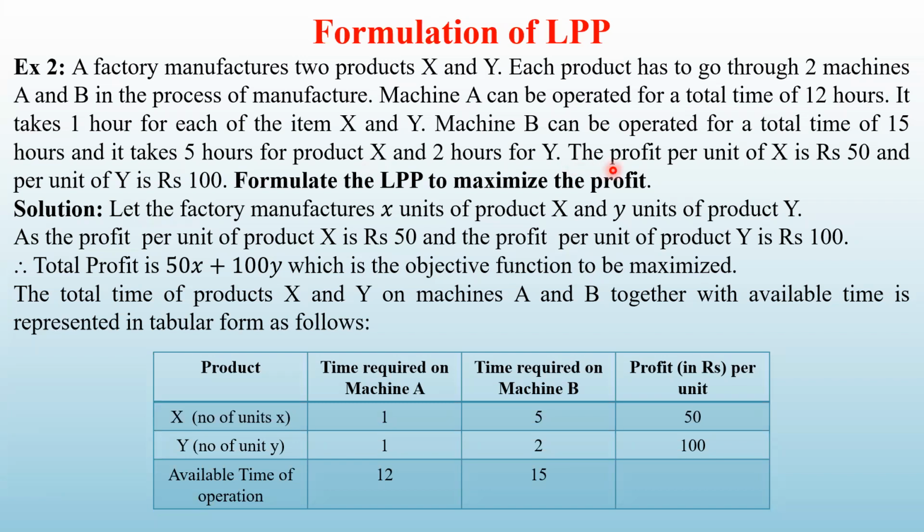Okay. Now look at the profit. ये कंपनी जो है वो मैन्युफैक्चर करती है तो डेफिनेटली कंपनी विल लाइक टू गेट मोर प्रॉफिट, राइट? सो द प्रॉफिट पर यूनिट ऑफ एक्स इज ₹50. यानी एक यूनिट ऑफ एक्स के ऊपर कंपनी को कितना प्रॉफिट होता है? ₹50 का. एंड फॉर 1 यूनिट ऑफ प्रोडक्ट वाई उसके ऊपर उसको प्रॉफिट होता है ₹100 का. नाउ व्हाट यू हैव टू डू? Formulate the linear programming problem to maximize the profit. In the previous problem, we have minimized the cost. The linear programming problem was to minimize the cost.